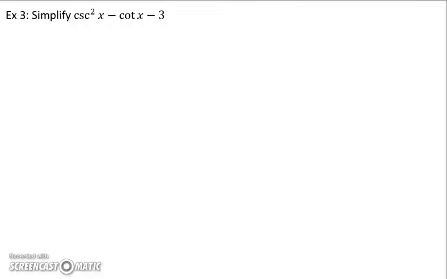So example 3, simplify cosecant squared minus cotangent minus 3. Now this one's not quite as easy because we can't just treat it like this. That's not going to work because cosecant and cotangent aren't the same thing. This would be more equivalent to something like x squared minus y minus 3, because our variables would be different. But if you remember what I mentioned earlier, anytime there's a square, Pythagoras might be right around the corner.